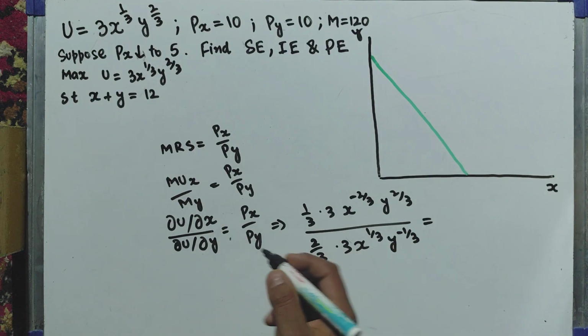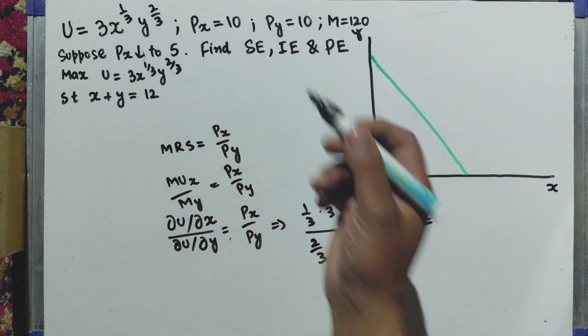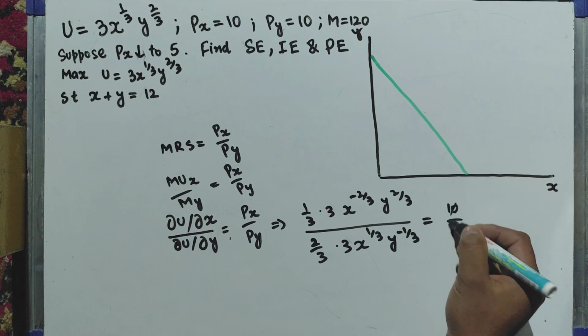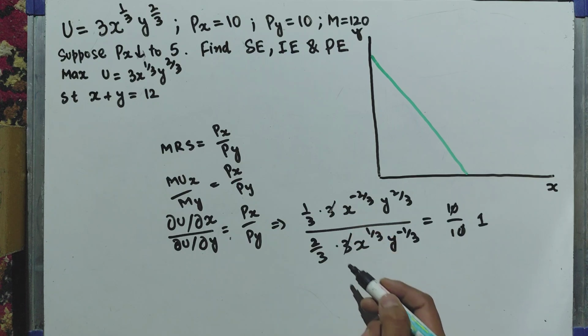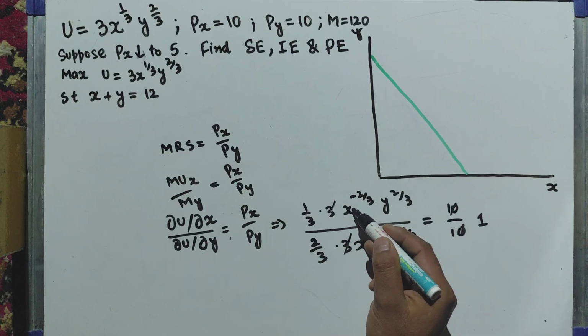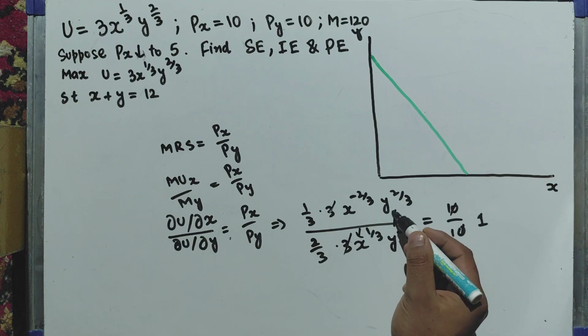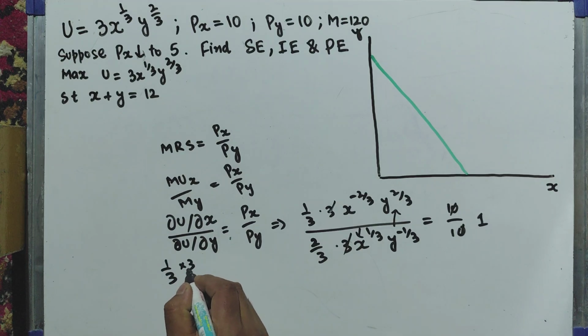It should be equal to the price ratio. Initially the price of good X is 10, and the price of good Y is also 10. So it is 10 upon 10, which is equal to 1. When we further solve this, 3 and 3 get cancelled. If I transpose this X to the numerator and this Y to the denominator, we will get 1 upon 3. Solving this, it becomes 3 upon 2.